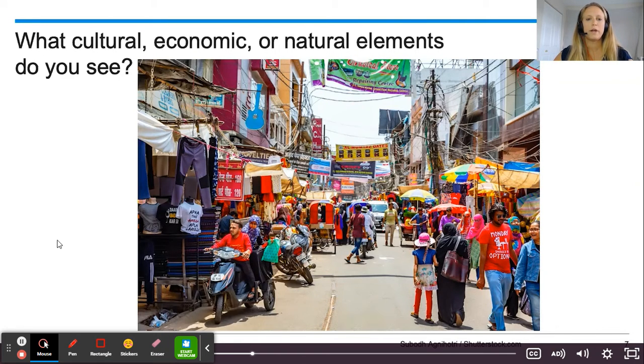I also see a lot of people wearing jeans. A lot of the males are wearing jeans, and a lot of the females seem to be wearing more traditional clothes. And if you look at the signs, you see different languages.